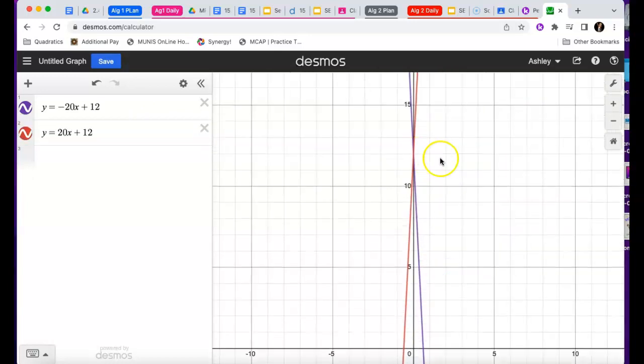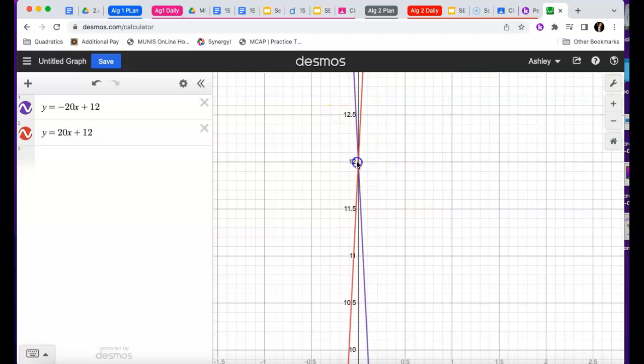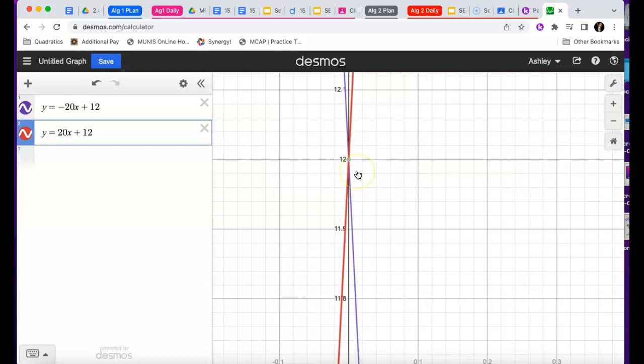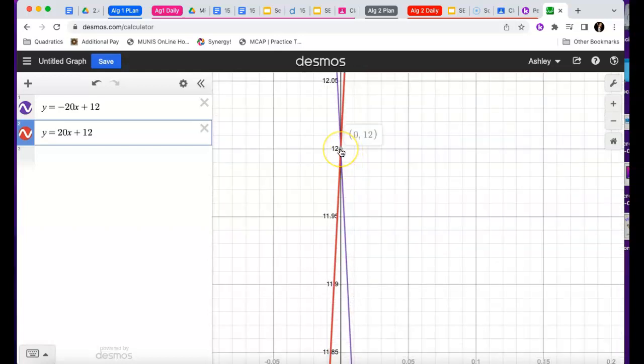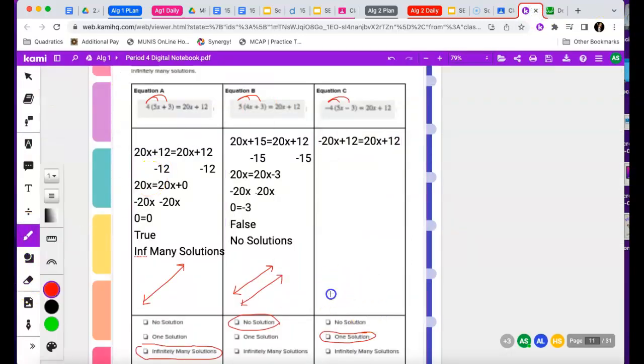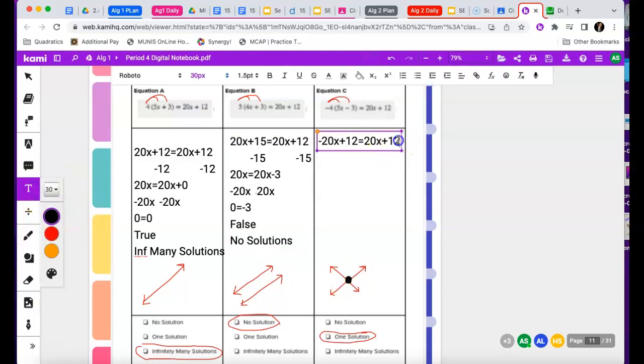All right, let me zoom it out here. So I see that eventually my two lines do touch, and they touch right about here at 0, 12. So I have one solution, and that one solution is 0, 12. So I can draw my intersecting points like this, and then this point in the middle where they actually touch, that's our solution.